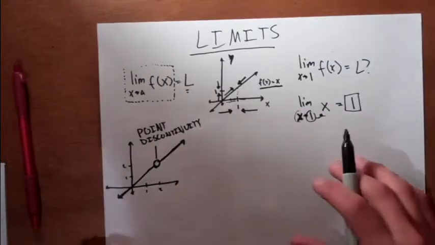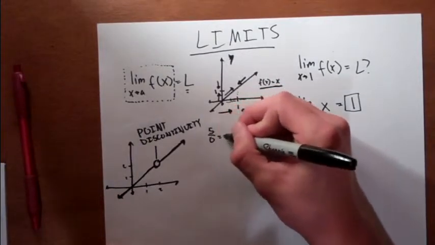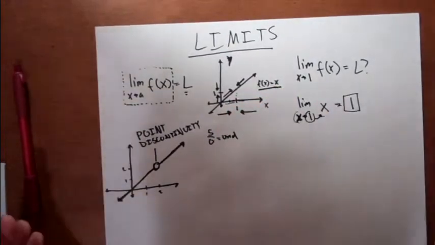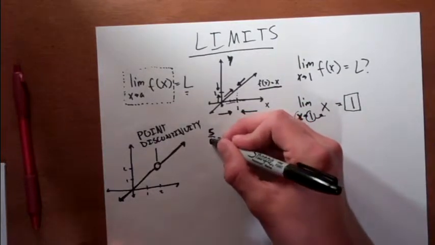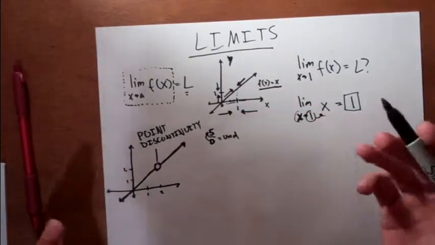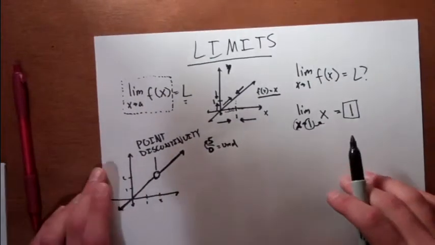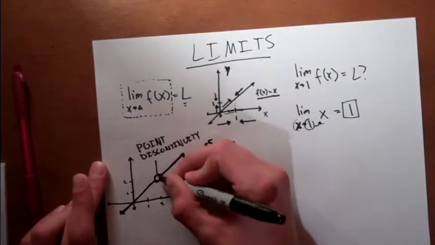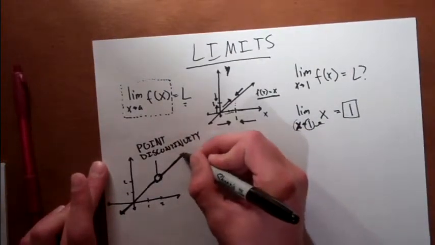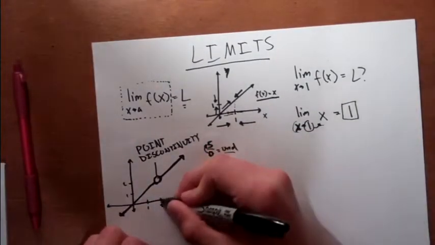Well, when we get something undefined, you're probably more used to it being like 5 over 0 is undefined. Hopefully you've learned that. The reason is that 0 represents nothing, and 5 divided by 0 is saying how much nothing can you fit into 5. That's just unlimited, like infinity. So this is an undefined value. Similarly, over here, we have some value that we just can't define at x equals 2.